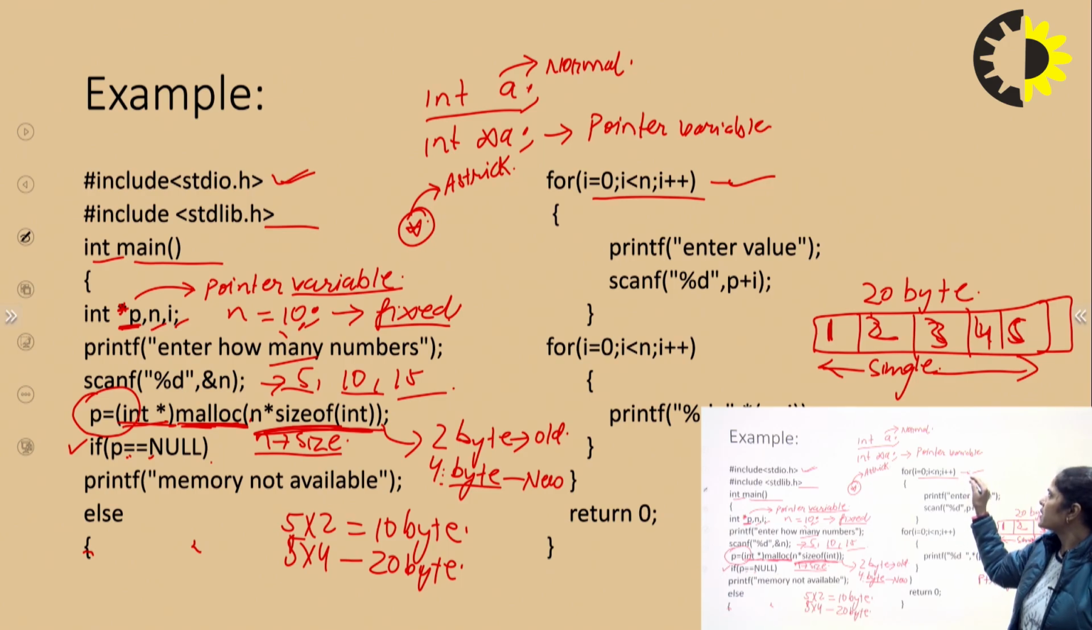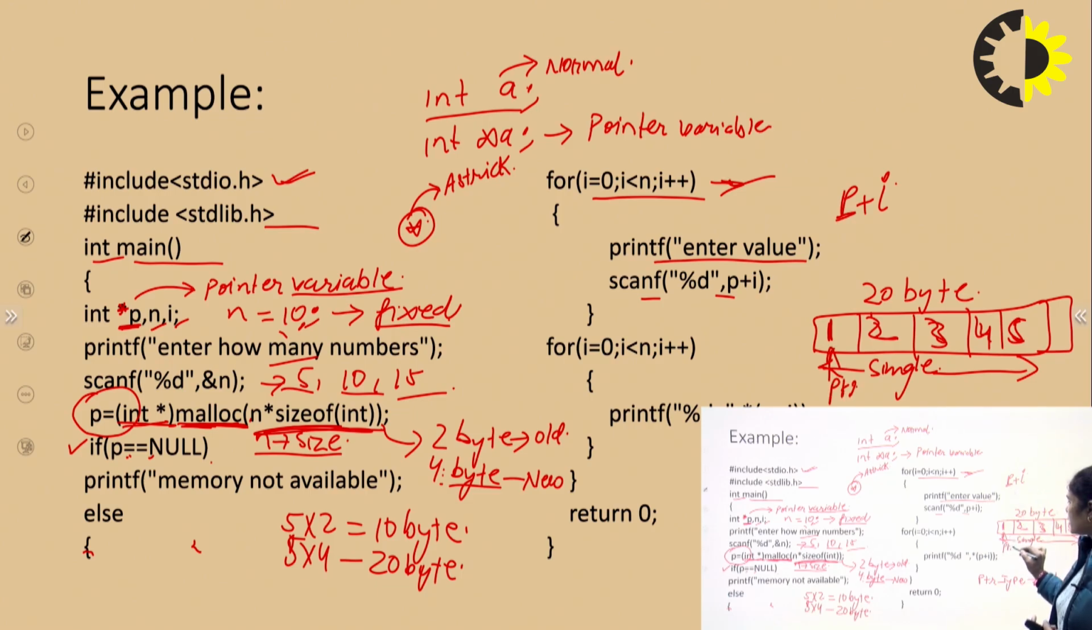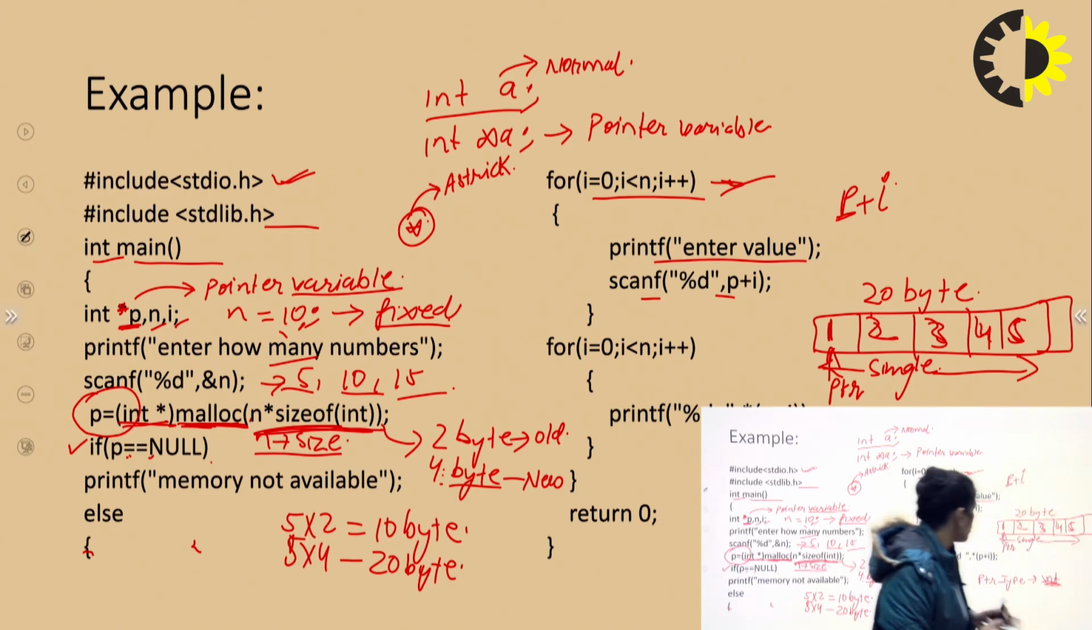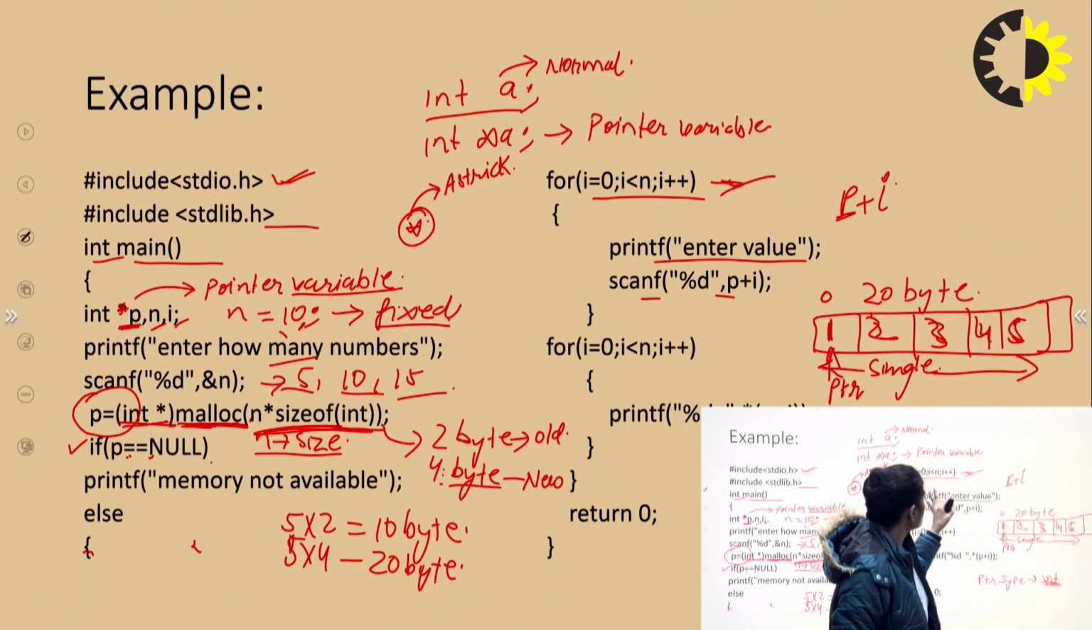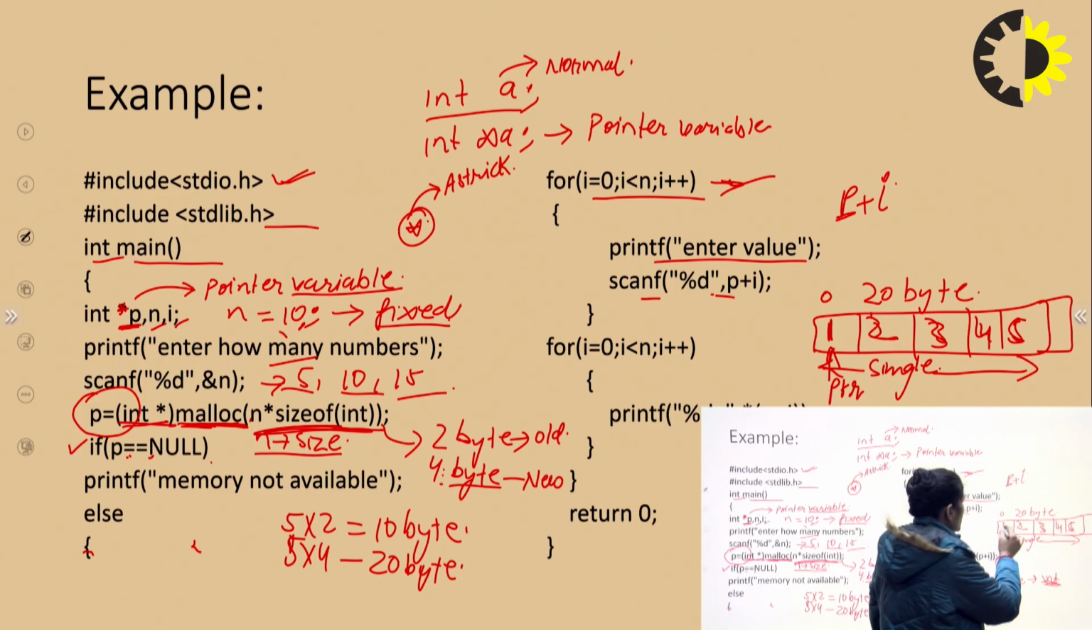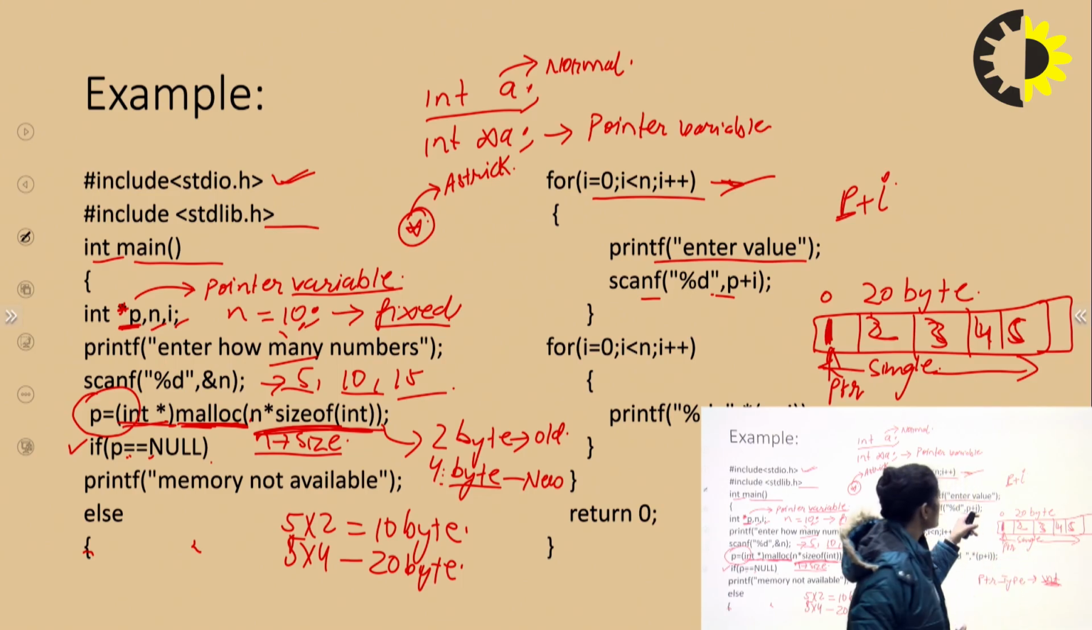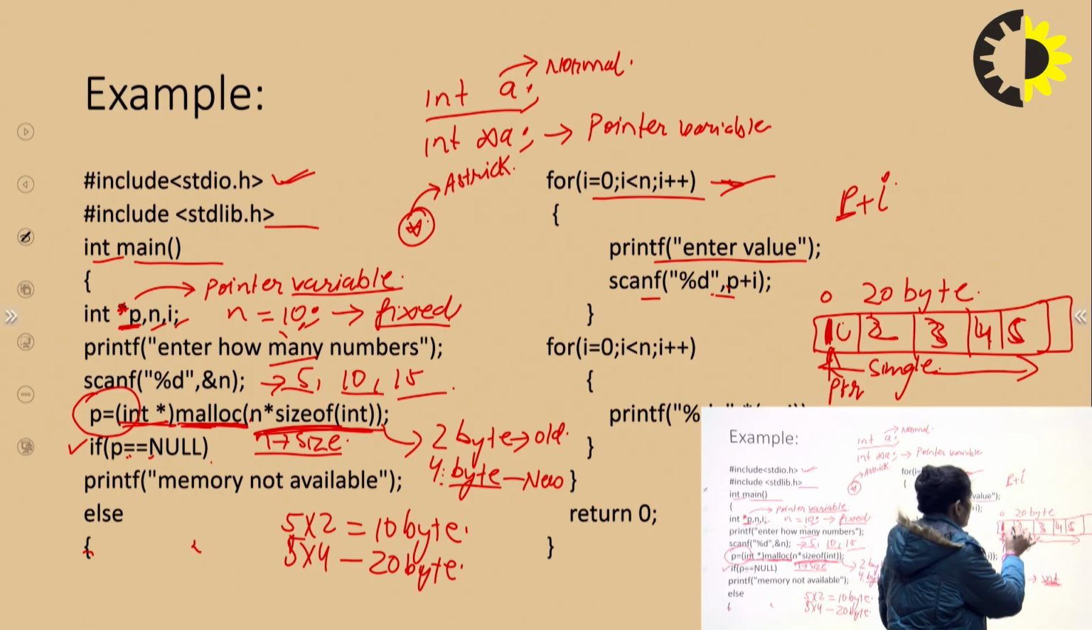As you know, a for loop is applied whenever we are repeating something in the same manner. Here I am repeating to store a value: printf "enter the value" and scanf with p plus i. Initially p is pointing to the starting block of the memory. The address of the starting block of memory is ptr, that is 0. So I am putting the value at ptr, that is at 0. Let's say I am storing the value 10.